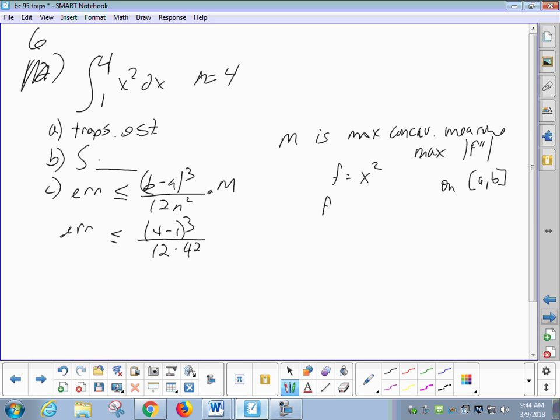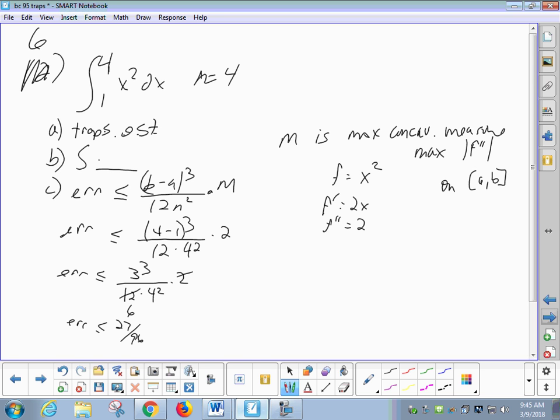So if f is x squared, f prime is 2x, f double prime then is 2. That makes it easy to find the max value. It's constant, so the max value is just 2. We really can't do anything but 2. So at that point then, the error is less than or equal to whatever we get out of that. So 3 cubed over 12 times 4 squared times 2. So what do we get? Something like 27 over 96. Seems about right. Very cool.